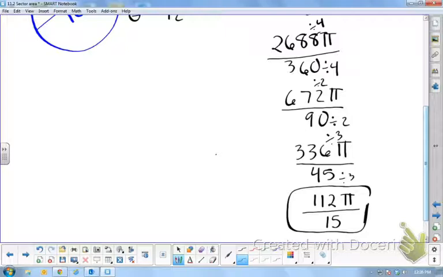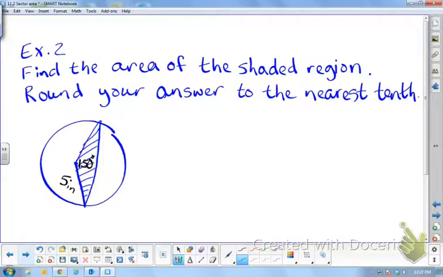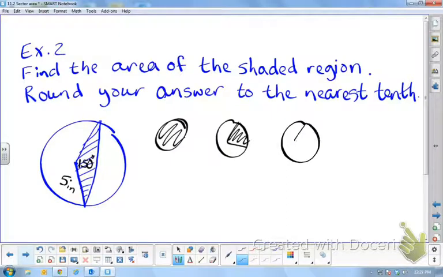So let's try a second example. So this one was pretty straightforward as to how we use the formula. The second example is going to be a little bit harder to figure out what formulas we're going to use. Again, we want to find the area of the shaded region. We want to round our answer to the nearest tenth, but this shape is not one of the formulas we were given. We were given the entire area of a circle, the entire pie slice, or the segment.